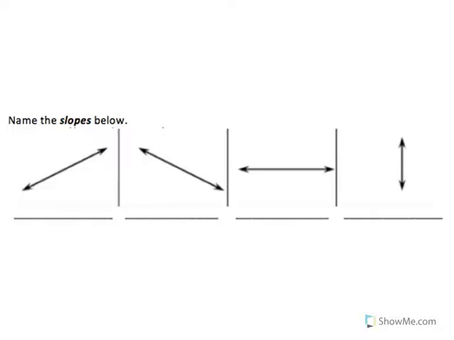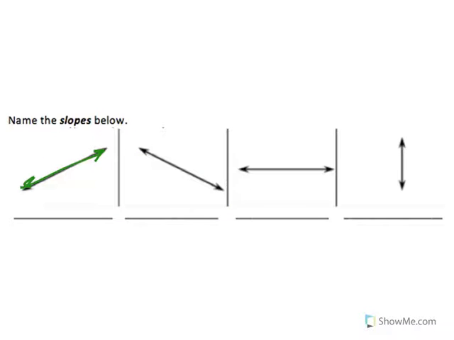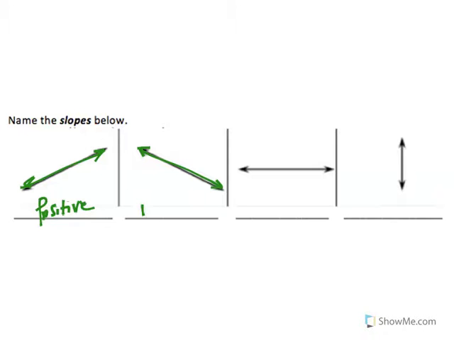So let's name the slopes below. Remember we said if the line goes up like this, where did we see that one? We saw that one here for positive slope, right? The line went up like this. So we'll call this one positive. In the next one, we have a line that goes down like this. So let's look at our other ones. When we have a line that goes down like this, the slope is negative. So we call this one negative.